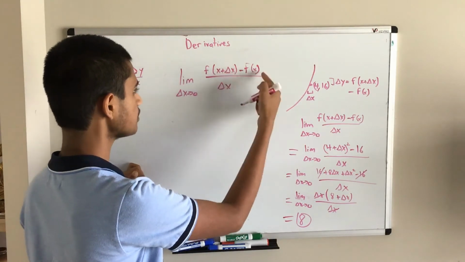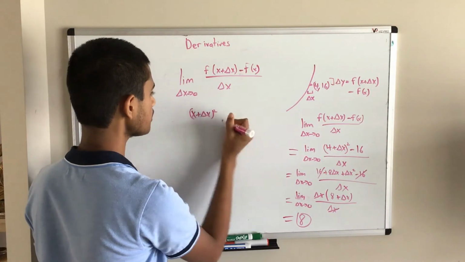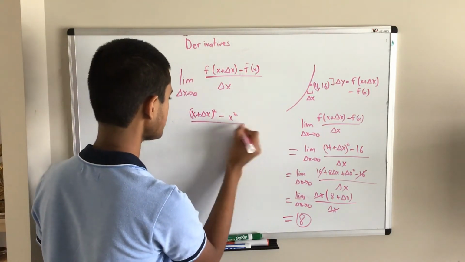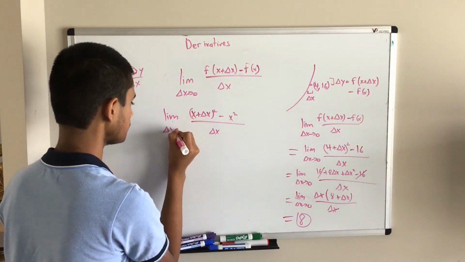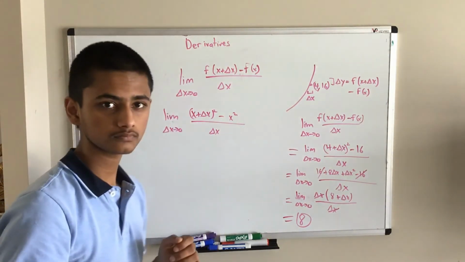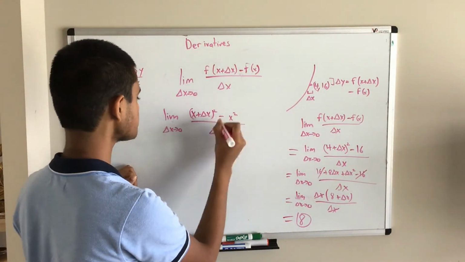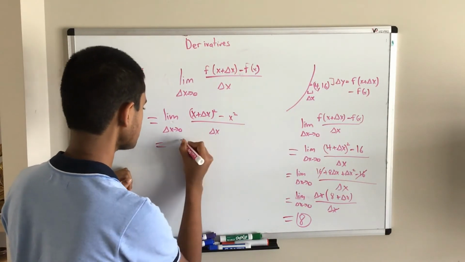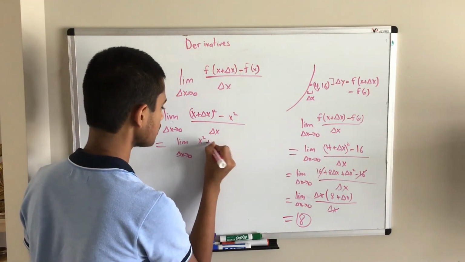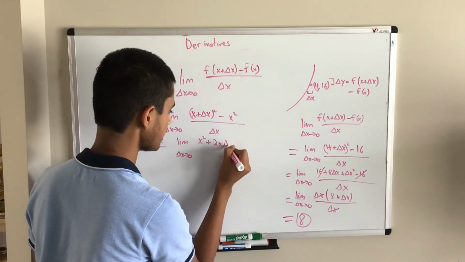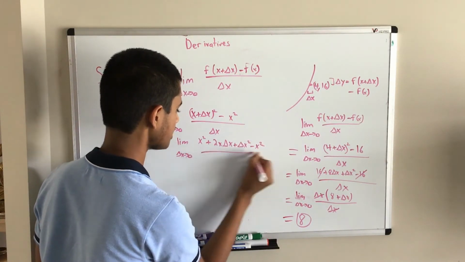So now we're just going to plug in things. This is going to be (x plus delta x) squared minus x squared divided by delta x. And obviously we have to take the limit over here. And now when we expand this out, this is going to leave us with the limit as delta x approaches 0 of x squared plus 2x delta x plus delta x squared minus x squared, divided by delta x.